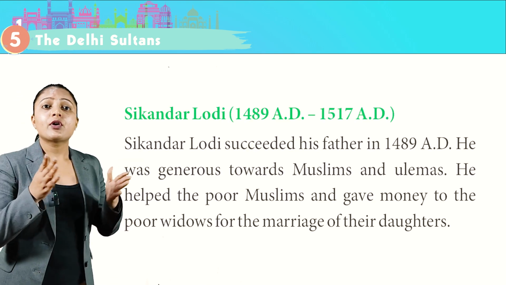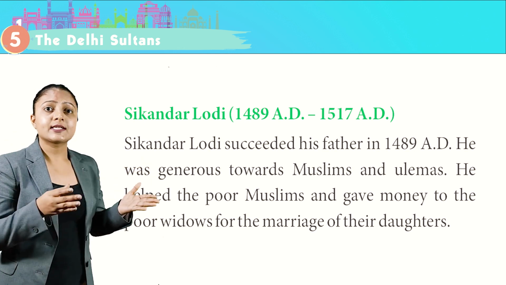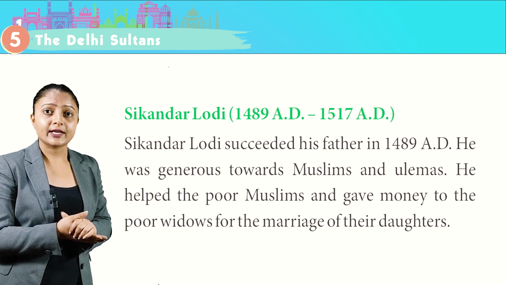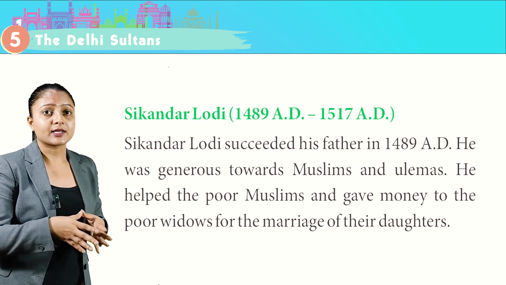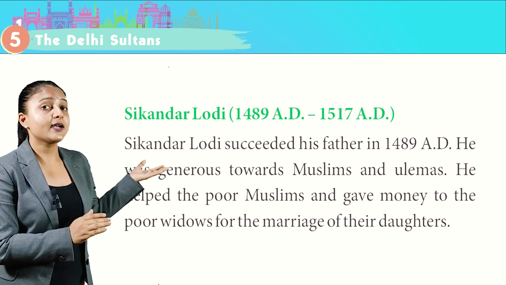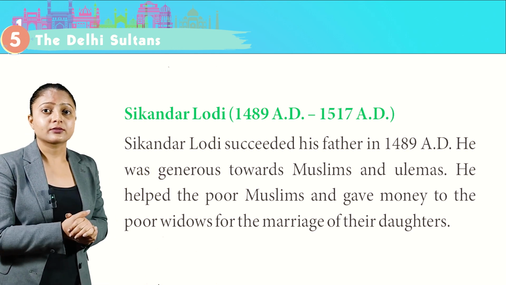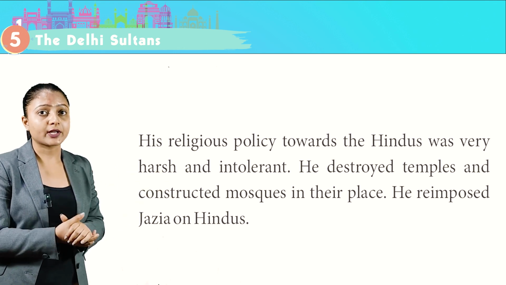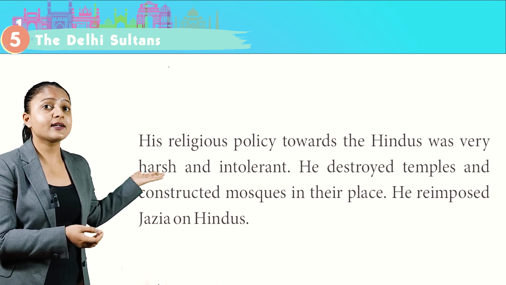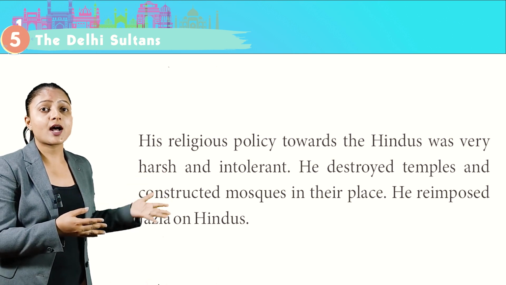Sikandar Lodi, 1489 AD to 1517 AD. Sikandar Lodi succeeded his father in 1489 AD. He was generous towards Muslims and ulemas. He helped the poor Muslims and gave money to poor widows for the marriage of their daughters. His religious policies towards the Hindus were very harsh and intolerant. He destroyed temples and constructed mosques in their place. He reimposed jizya on Hindus.